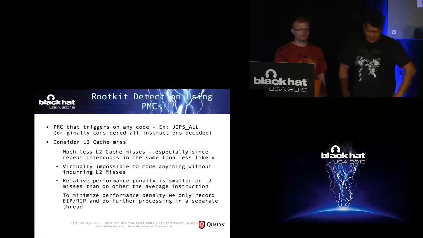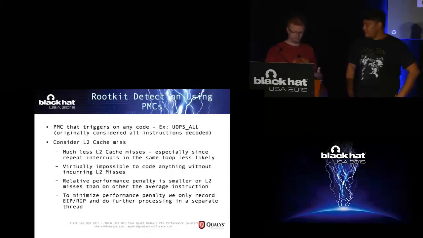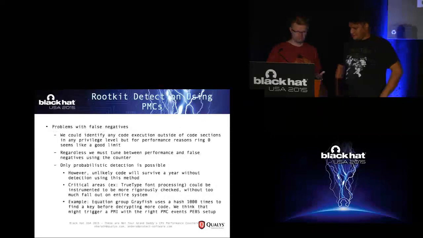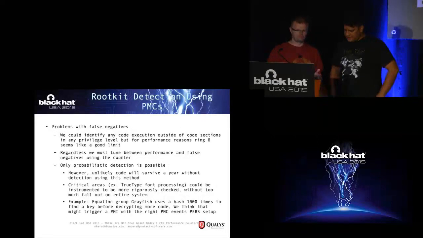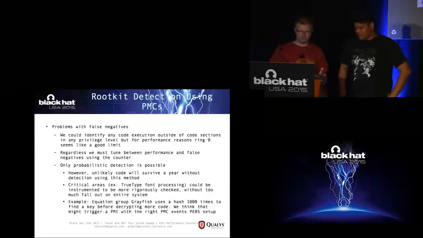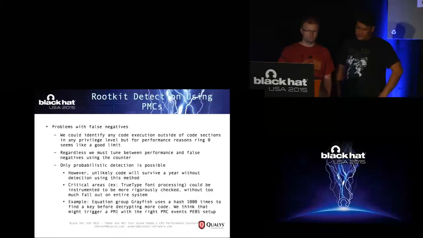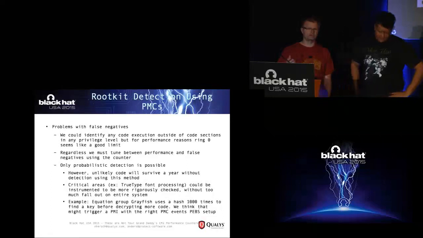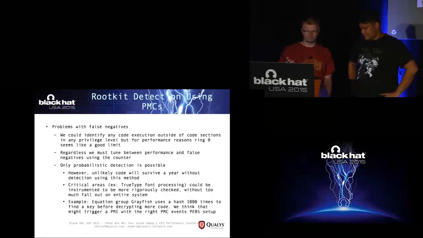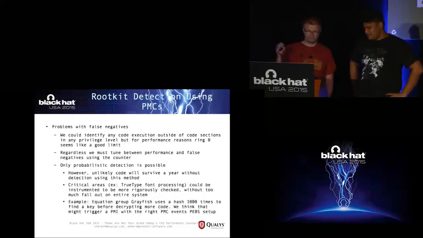The actual processing we have deferred to another thread. So we just record that here was an event and pass it on to another thread and let it do standard testing for malware code. Obviously, we have false negatives problems. We could identify any code execution outside of kernel mode and inside of kernel mode as well. The problem is that execution out of modules in user mode is quite common, so we have too many false negatives, and it's also a performance problem.